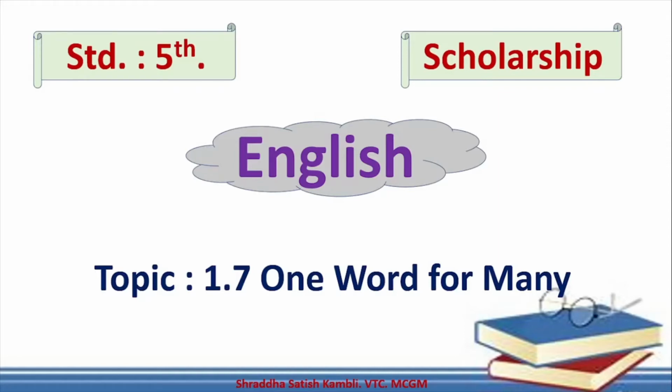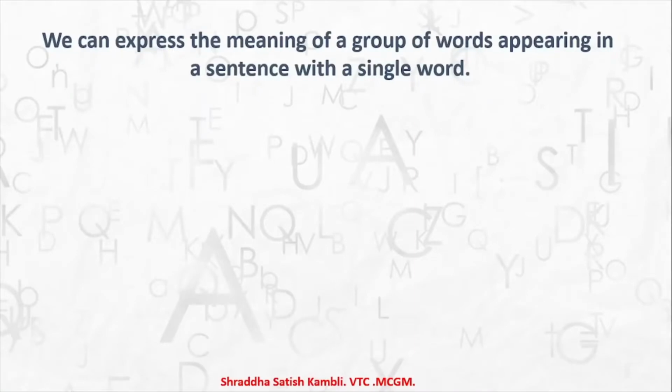Let us try to understand what this means first. See, we can express the meaning of a group of words appearing in a sentence with a single word. So what is a sentence? A sentence is a group of words. Now, a group of words in a sentence, you could sometimes replace with one single word. You need not use so many words for that particular idea. If you have not understood this already, you will understand it better when I give you certain examples. So let us take a look at a few examples now.